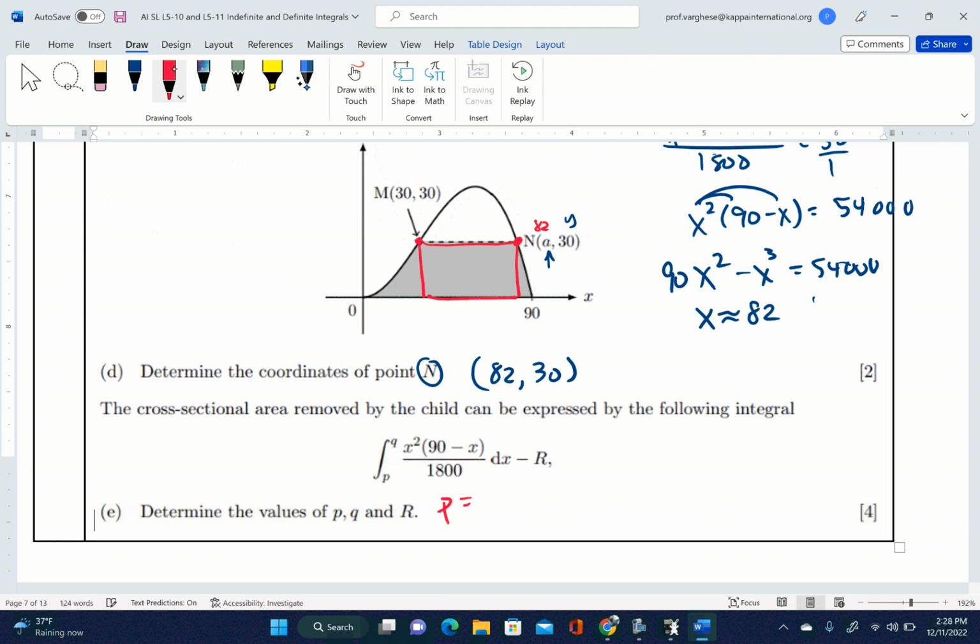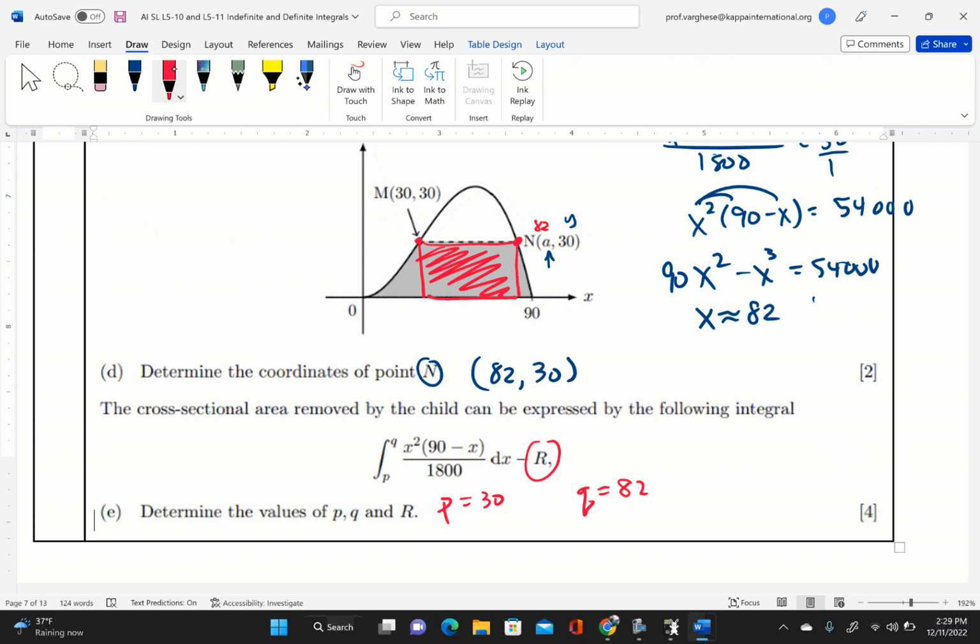So P is going to equal 30. That's the lower bound, right? That's this number right here. Q represents the higher bound, which is point A, which we just found out is 82. So Q is 82. So we found out 2 of the things that we need so far. And now we're looking for the R, which is the area of this rectangle right here.